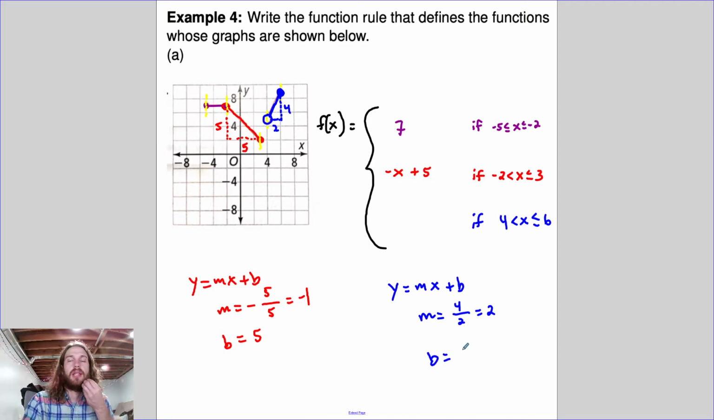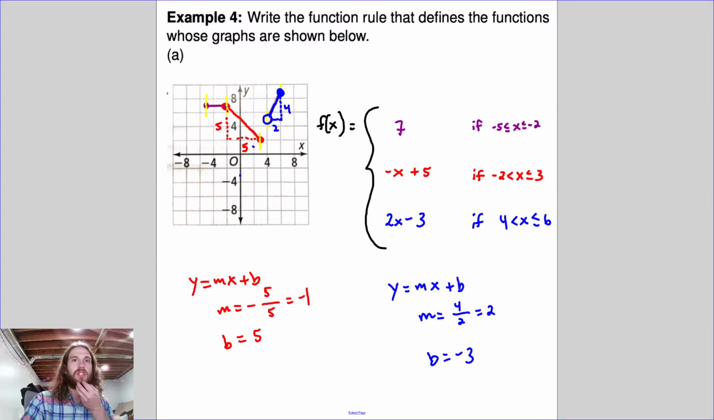And then what's our y-intercept? There's a couple ways you can get the y-intercept. You can sit here and go down 4 and over 2, down 4 and over 2, until you get to that point, right? And know that, oh, hey, it crosses at negative 3. That's one way to do it. So our line is y equals 2x minus 3.